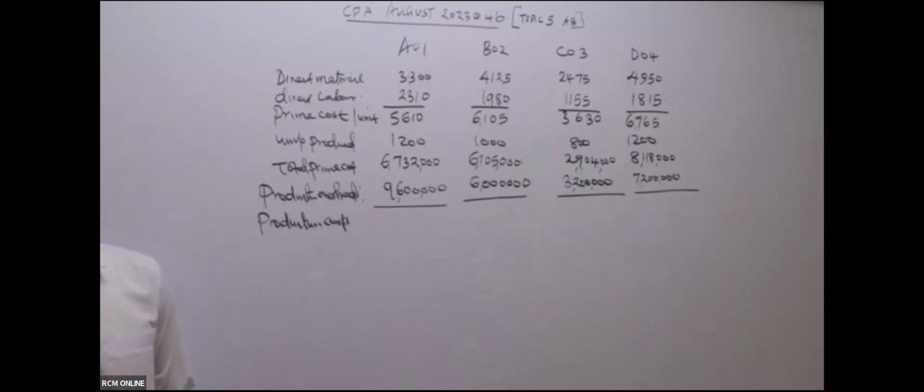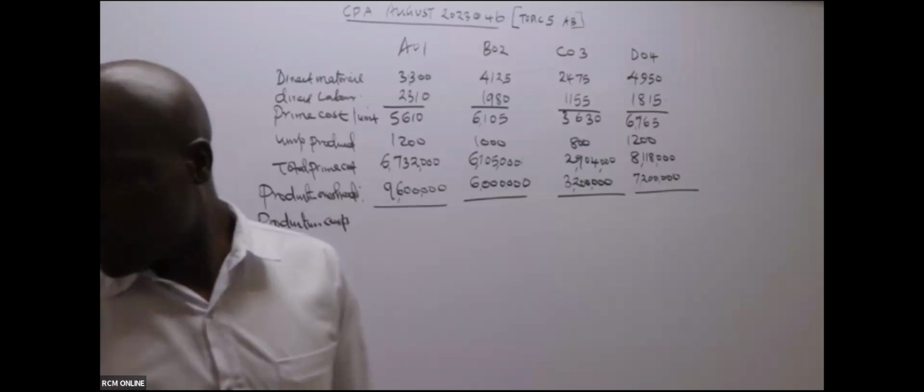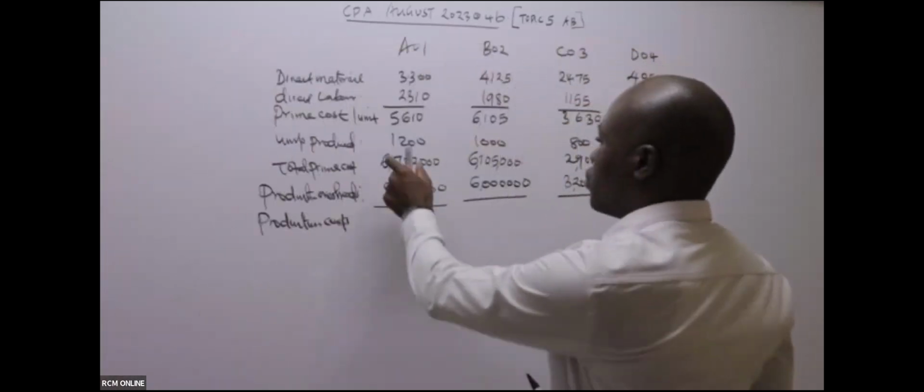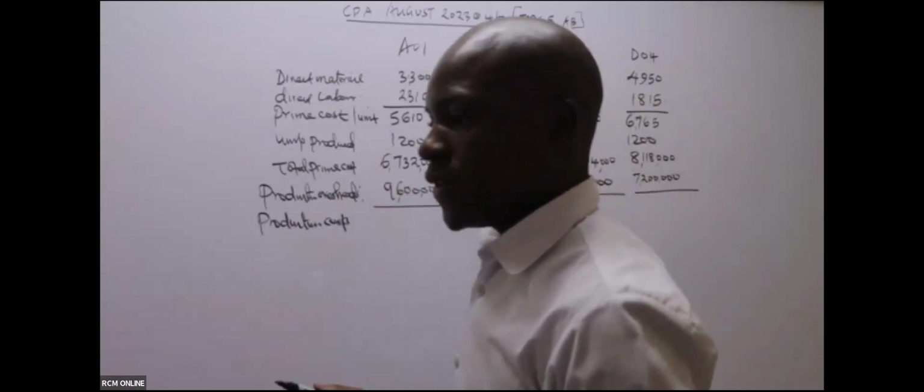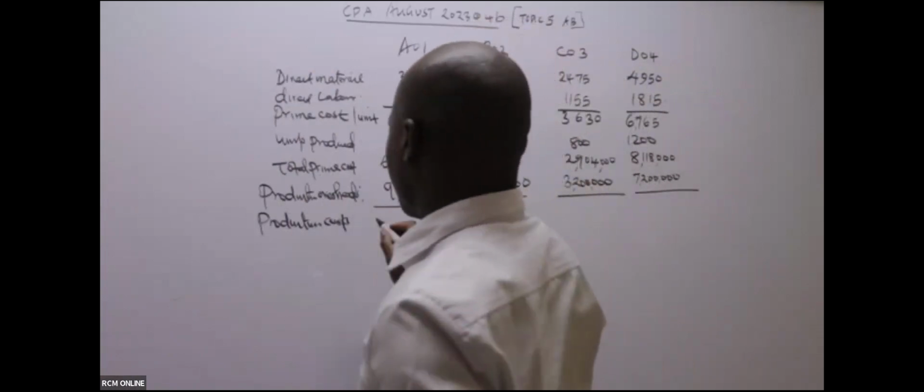What are you getting for product one? You just need to add the two figures here, this and this. 16,332.